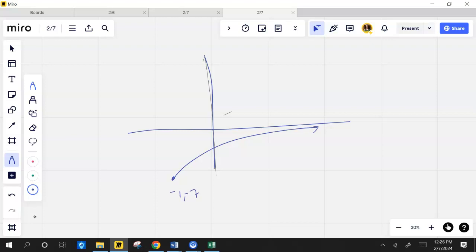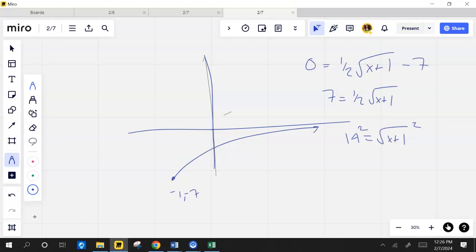So if I want to find the x-intercept, so if I make this 0 equals 1/2 square root of x plus 1 minus 7, how do you solve that for x? Plus 7, times by 2. I'm trying to solve for x. What's 14 squared? 190 something.